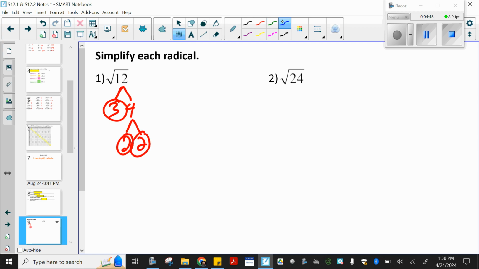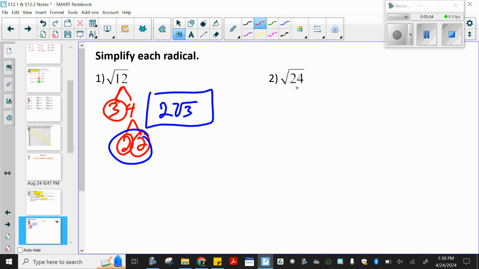Right? Switch colors. Do I have any pairs? I have 3 times 2 times 2. Okay, look. 2 is a pair. That is going to become a singular number. So 2, and it goes on the outside. What is not paired up stays on the inside. This simplified square root of 12 is really 2 times the square root of 3.